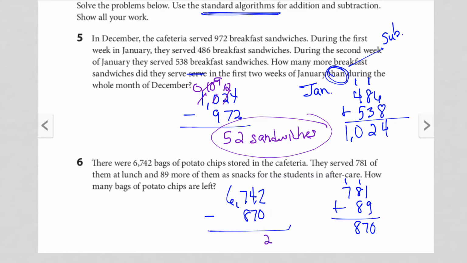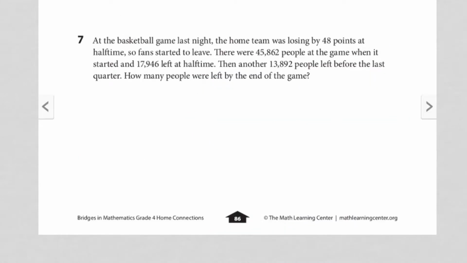2 minus 0 is 2. 4 minus 7, that isn't going to work for me, so I'm going to need to borrow from my next door neighbor. 14 minus 7 is 7. 6 minus 8 is also not going to work, so I'm going to borrow again from my neighbor. Now I have 16 minus 8 is 8, and my 5 just comes down. How many bags of potato chips are left? 5,872. You can write bags of potato chips, or if you want to make it easy, just write bags. We're getting really, really good at these two-step problems where we're working on both adding and subtracting. Let's take a look at our problem for number 7.